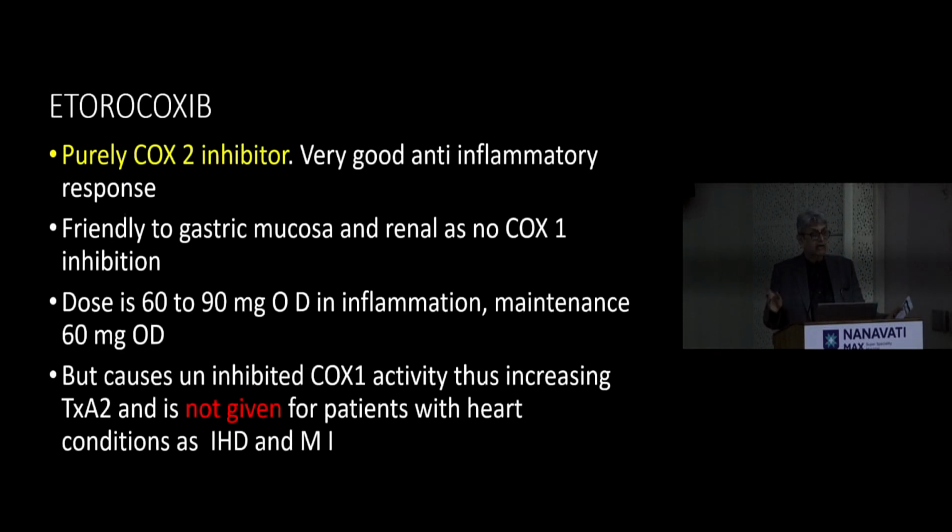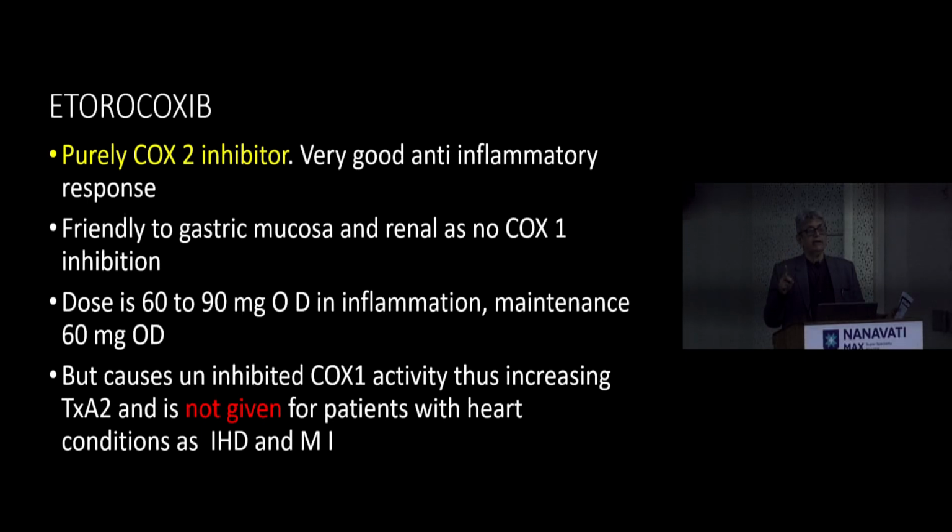And lastly I come to etoricoxib. I am going to use the names Etoshine, Etod and all those things. It is pure COX-2. It has no COX-1 action. So you can give it. It is friendly to gastric mucosa. Why? Because it has no COX-1 action on the kidney and the gastric mucosa. The dose, sometimes I say 60 milligram BD. No. The dose is 60 milligram OD.